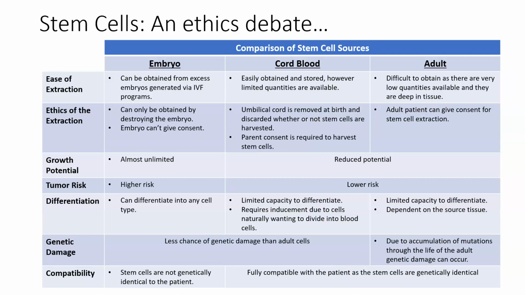Last thing we need to talk about is the ethics behind stem cells and the pros and cons for utilizing them in not only research but medical applications. So there are 3 stem cell sources really that I would like to talk about. One of them is embryonic stem cells, one is cord blood stem cells, and the other one is adult stem cells. So there's a variety of descriptors over here on the left. We're going to talk through these descriptors within each of the stem cell sources.